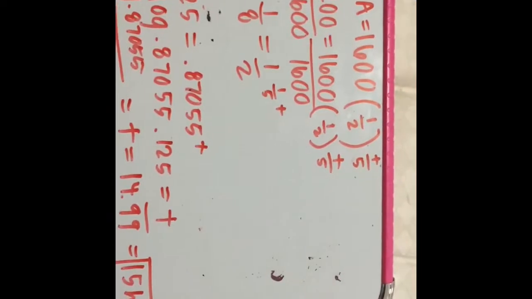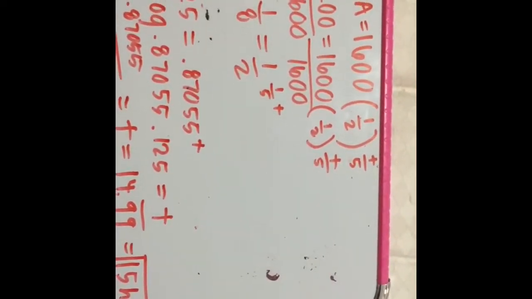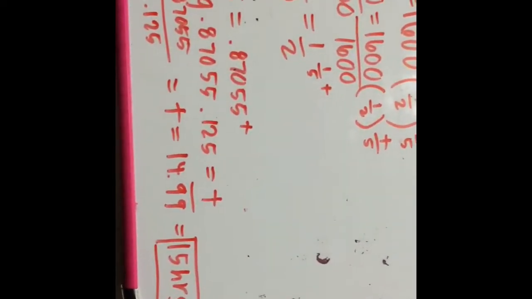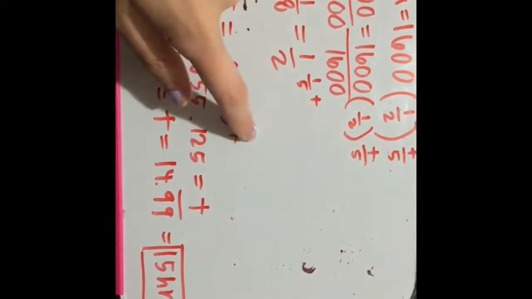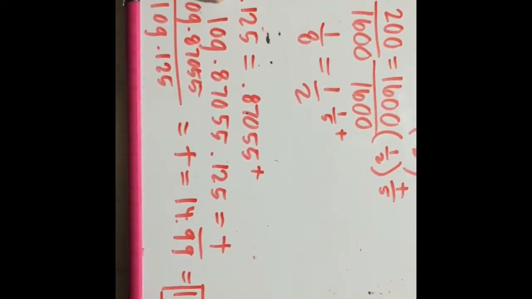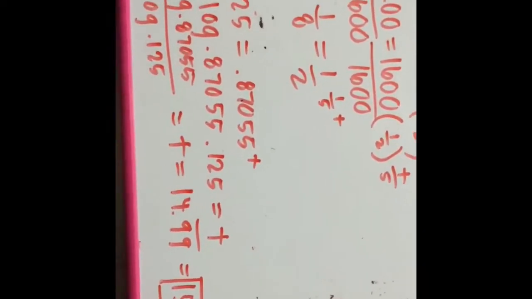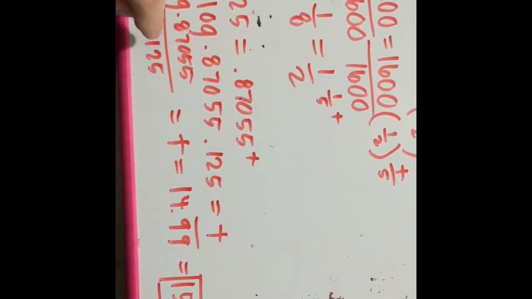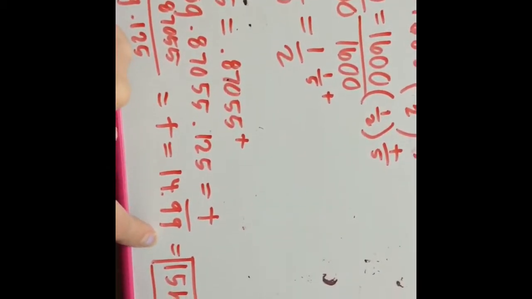So here's your equation, and divide both sides by 1600, and then you'll get 1/8 equals 1/2 to the 1/5 exponent t, and then change those into decimals. So 0.125 equals 0.87055 to the t, and then you'll need to make those logs. So log base 0.87055 of 0.125 is equal to t, and then you'll need to use the change of base formula, and then plug that into your calculator, and you'll get 14.99, and your answer will be 15 hours.